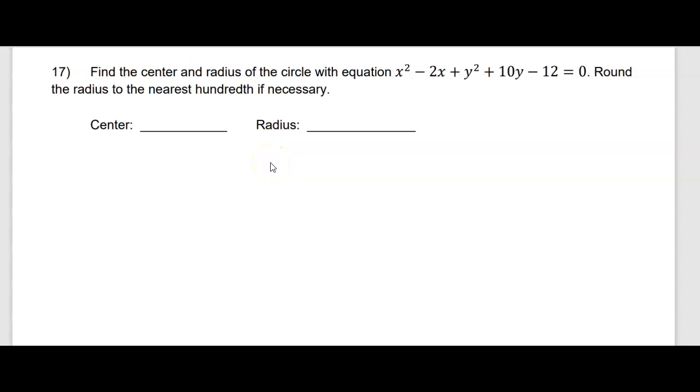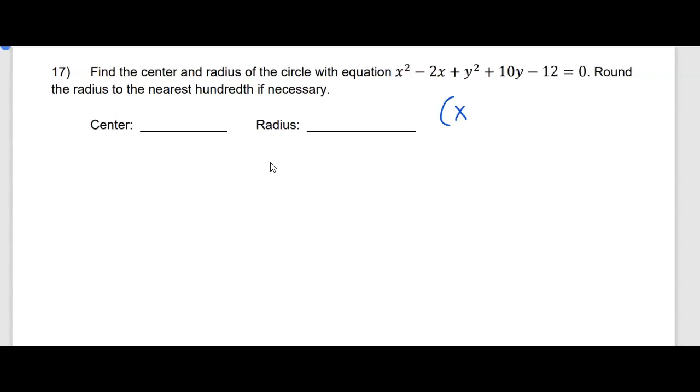Find the center and radius of the circle with equation in general form for a conic section. We want to round the radius to the nearest hundredth if necessary. Okay, so first off, we need to get this into standard form.